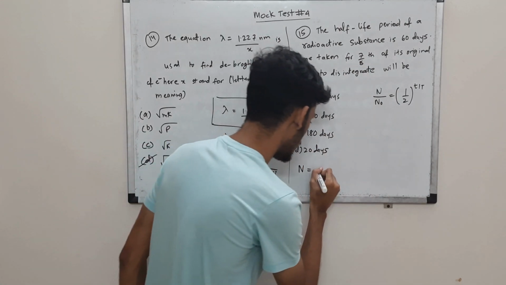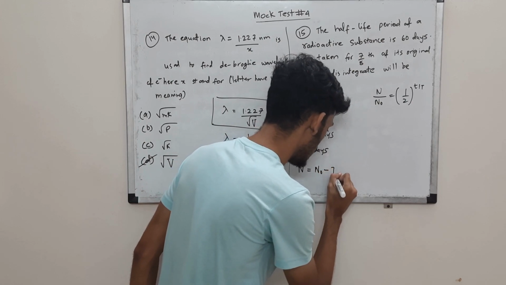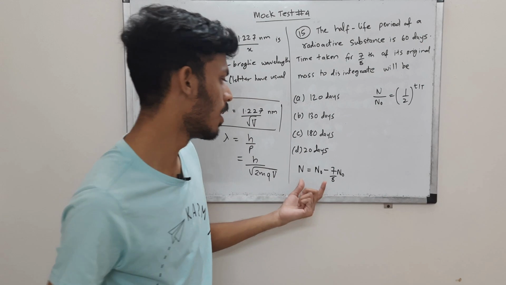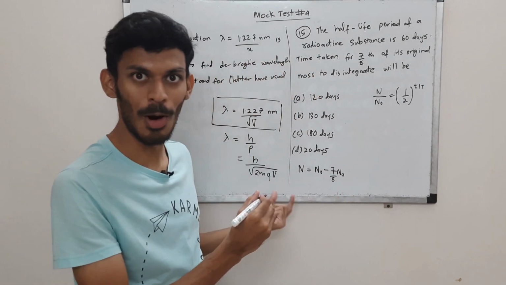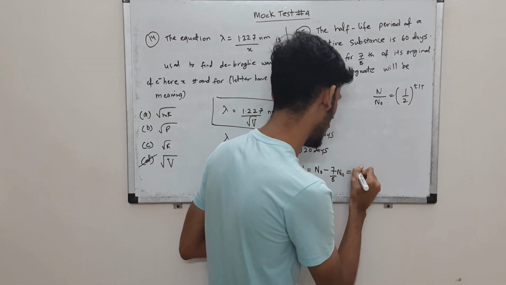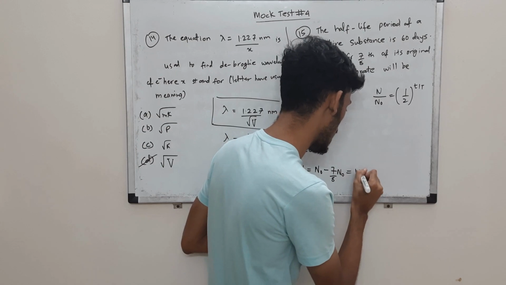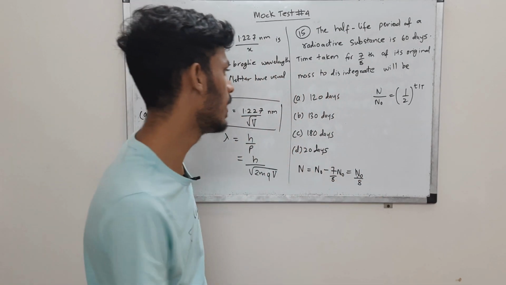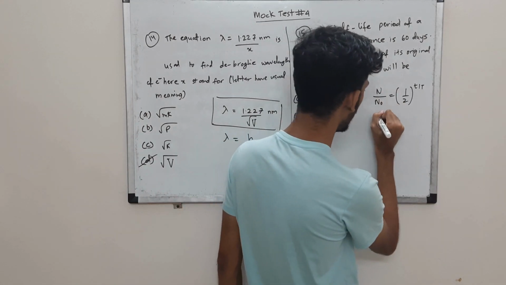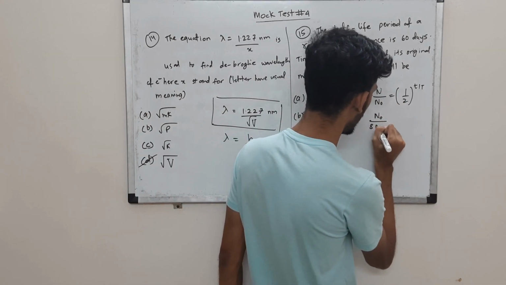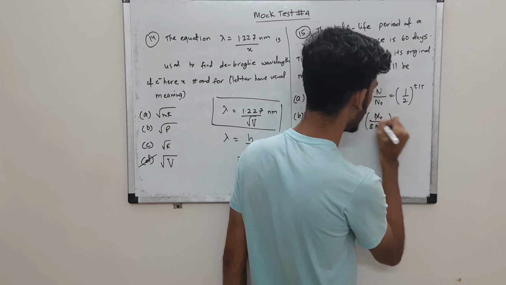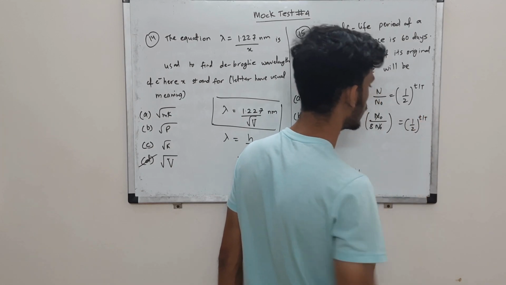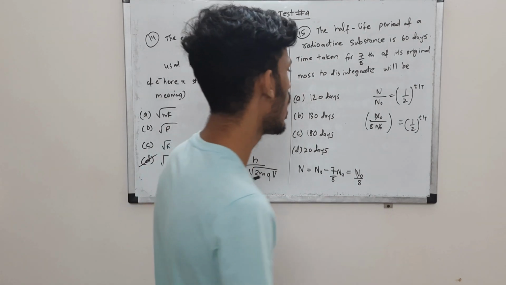So originally it was N0, of course, and 7 by 8 of N0 has disintegrated. So the amount remaining is the amount N. That is a very important point to remember. So it is N0 by 8, 1 minus 7 by 8 is 1 by 8. So in place of N you will put N0 by 8, here we'll have N0, they can get cancelled, and here we'll have half to the power small t by capital T. Capital T is half life.